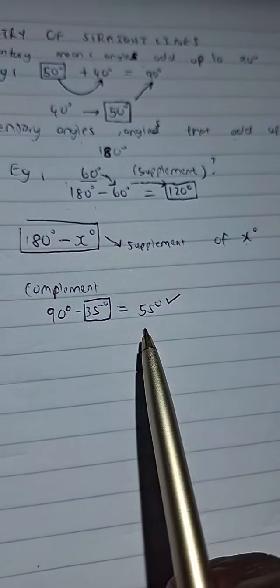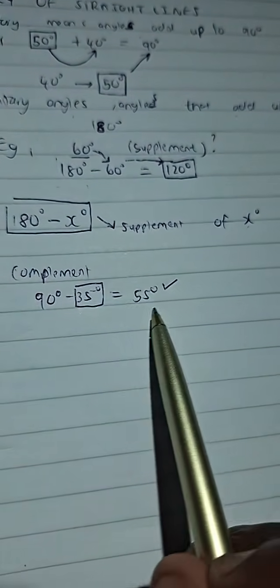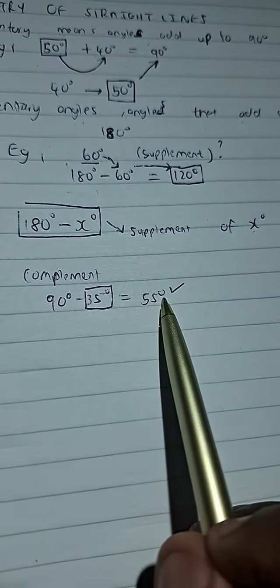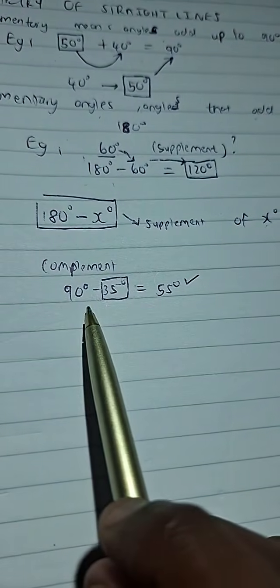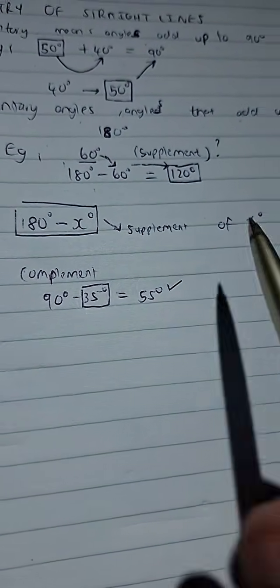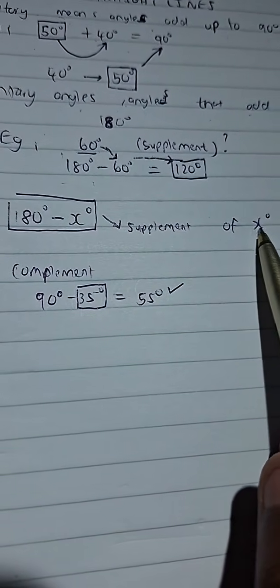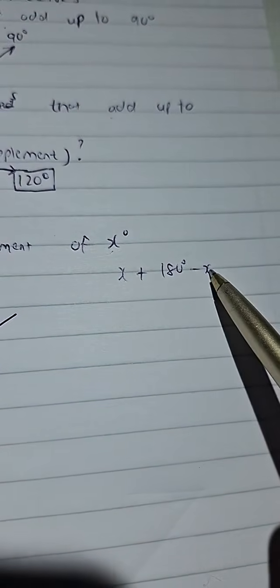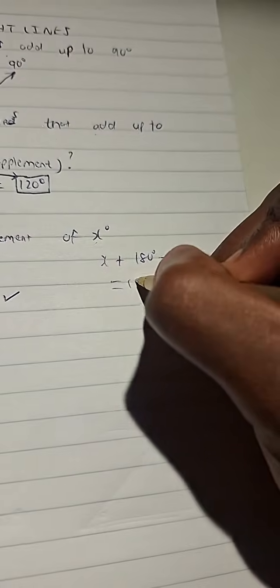Now, what we should realize is that when we take the answer we got and we add it to that value that we were given at the beginning, it should give us that 90 degrees that we're looking for. In the same way, if you take this x and add it to 180 minus x, these two should give you 180. What do you notice, guys? What's x and minus x? Those are like terms. So what's x minus x? That gives you 0.